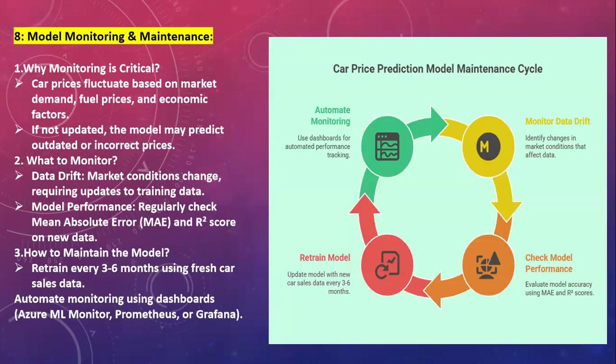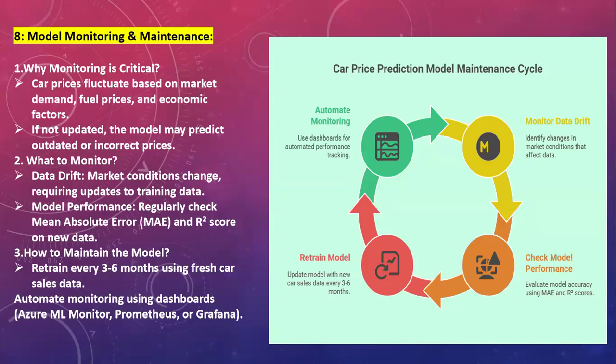When it comes to model monitoring and maintenance, we need to take care of this continuously. Monitoring is critical because car prices fluctuate based on market demand, fuel prices, and economic factors. So we need to keep on monitoring and maintaining the linear regression model, because if not updated, the model may predict outdated or incorrect prices, and that will lead to business loss. We need to watch for data drift, as market conditions can change rapidly.